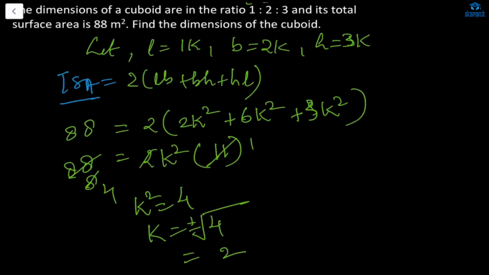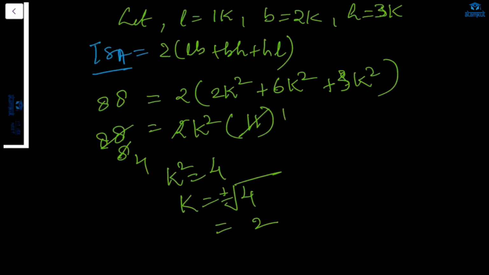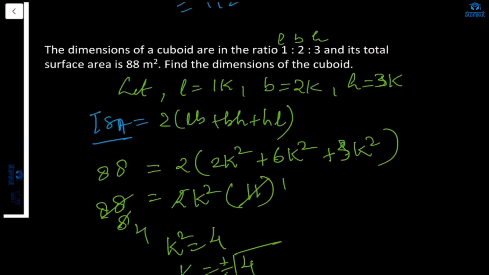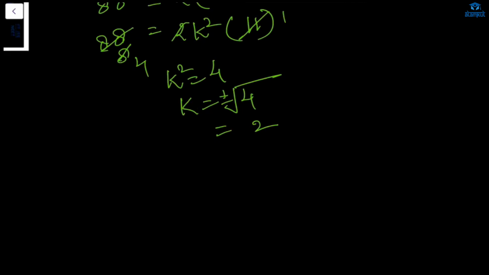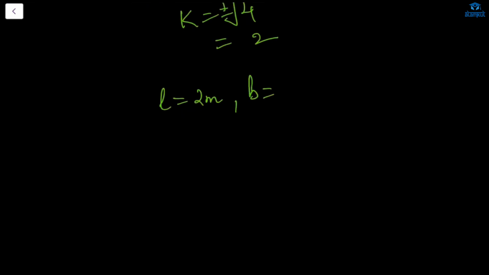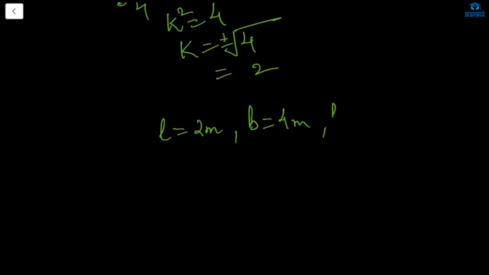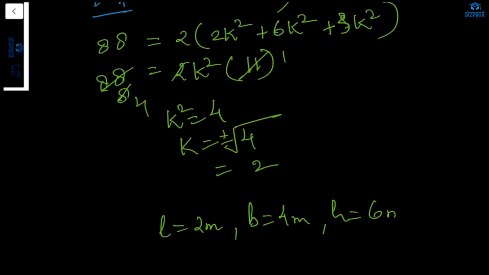Since we are talking about dimensions, we are going to neglect the negative, because dimensions cannot be negative. So 2 is your value of k. Now you are finding the dimensions. So length will be 2 meter, and breadth will be 2k, 4 meter, and height will be 3k, 6 meter.